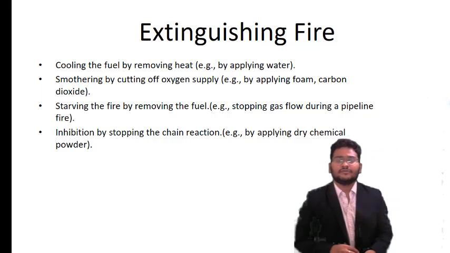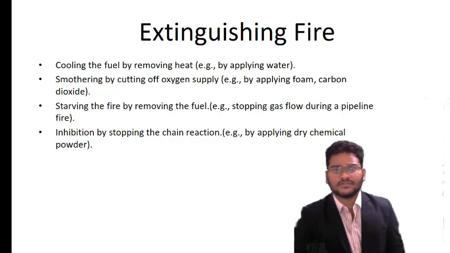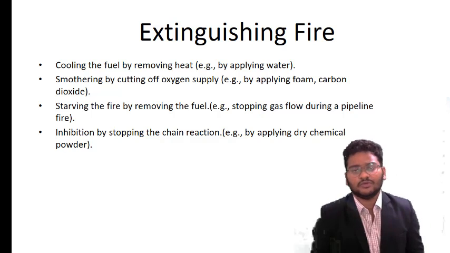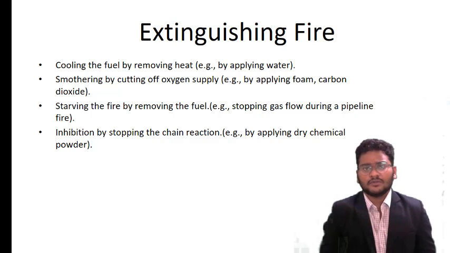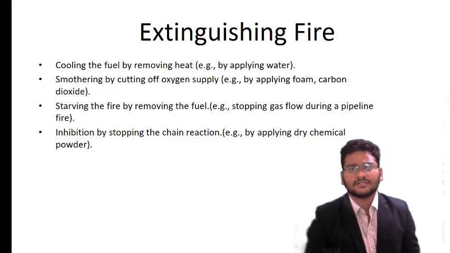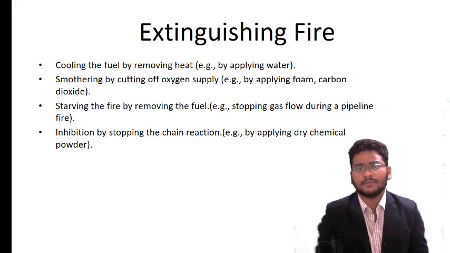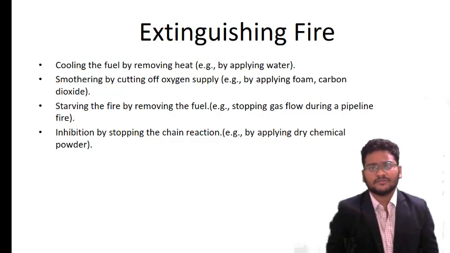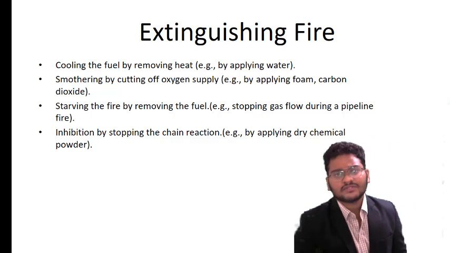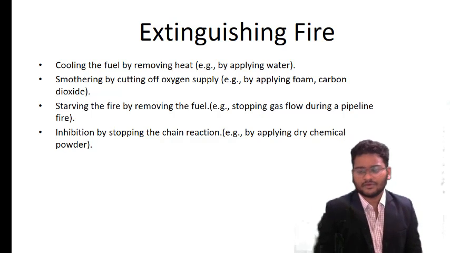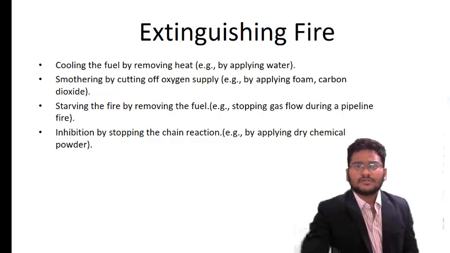So these are different ways of extinguishing fire. We are using processes like cooling of the heating element with water, and smothering of the system by cutting the oxygen supply. Next, starving of the fire by controlling the fuel, and inhibition by controlling the chemical reaction using dry chemical. So these are the things.